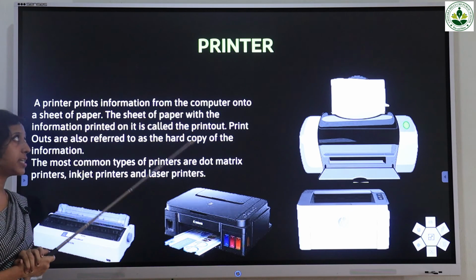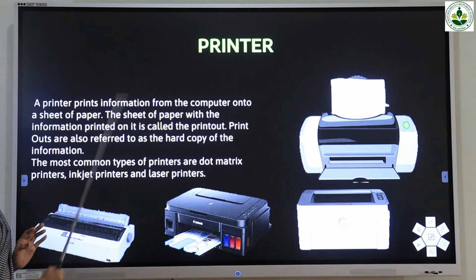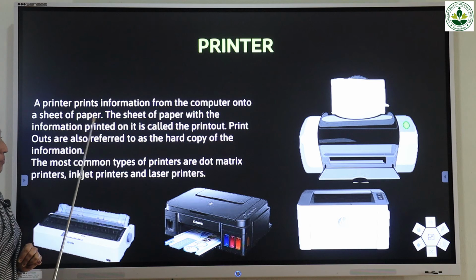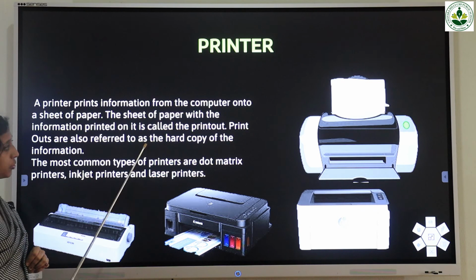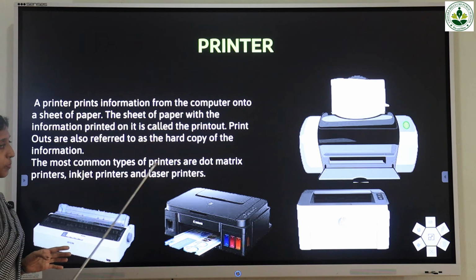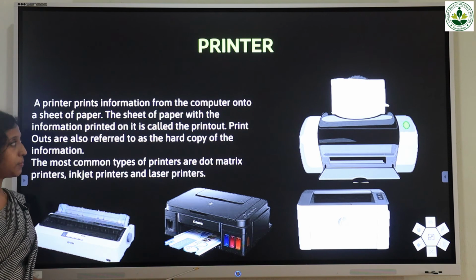And next one is the printer. A printer prints information from the computer onto a sheet of paper. The sheet of paper with the information printed on it is called the printout. Printouts are also referred to as the hard copy of the information. The most common types of printers are dot matrix printers, inkjet printers and laser printers.